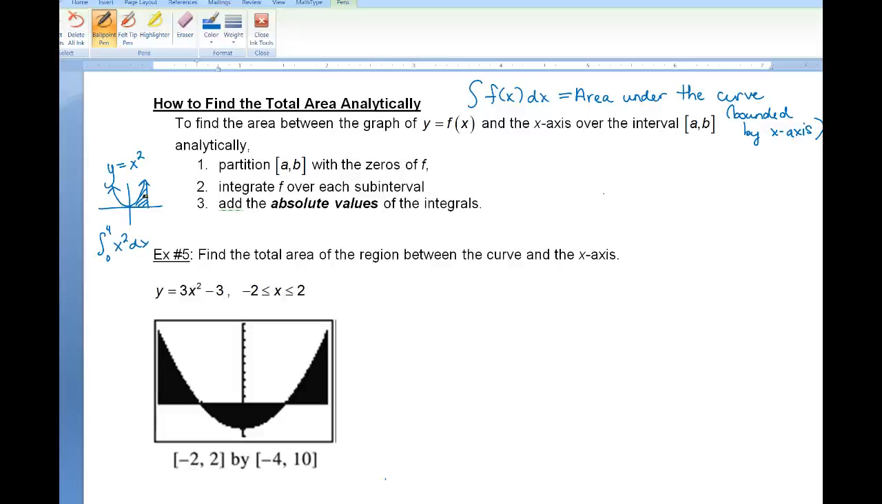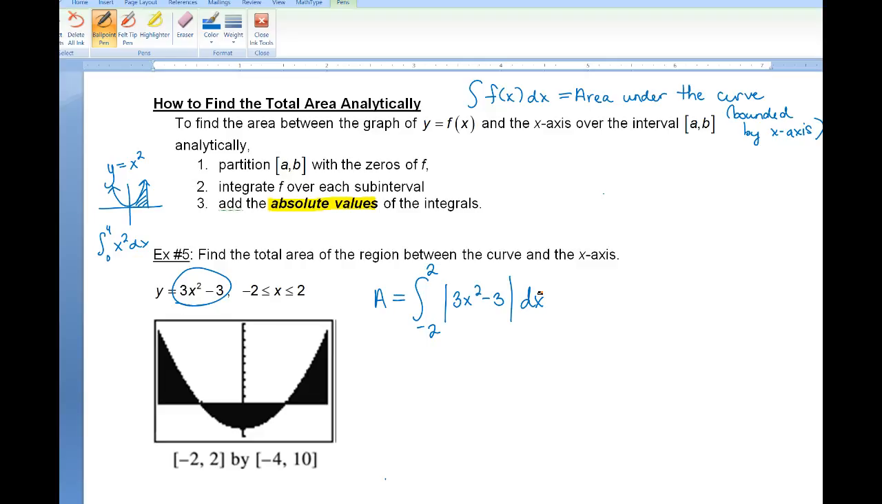Okay, so there's two ways we could do this. One is just using the absolute value. You could do the absolute value of the whole thing or absolute value of the integral. So if I'm looking at the total region, you could just do from negative 2 to 2, and then you put the function, which is 3x squared minus 3, in absolute value, and then dx. But I want you to also be able to do this by hand.